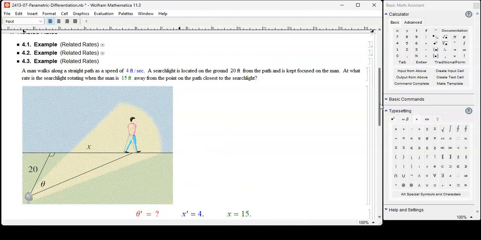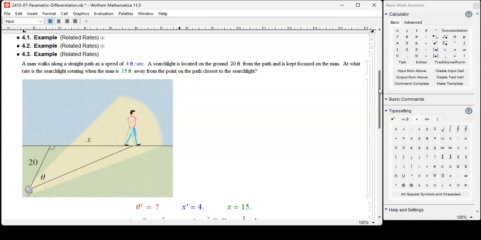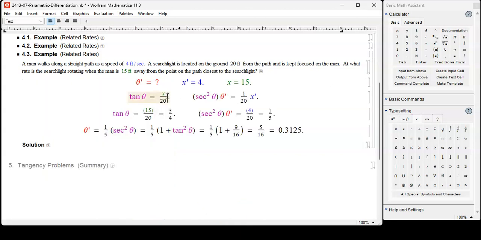Let's go back to this picture. Man is walking, so x is increasing. X is increasing at the rate of 4, so x prime is 4. And from this picture, use trigonometry. Tangent of theta is opposite over adjacent, x over 20. So tangent of theta is x over 20.